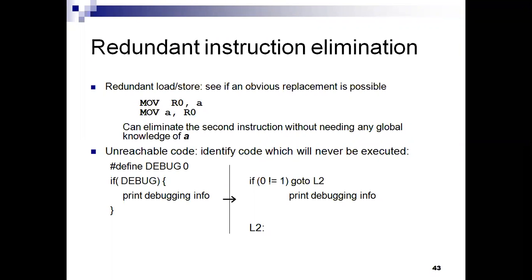We can also eliminate unreachable instructions or unreachable code. First, we need to identify the code which will never be executed. After identifying it, just eliminate that code and modify it, and then show the application of the transformation again. So here we are eliminating the redundant loads and stores, and also eliminating the unreachable instructions.